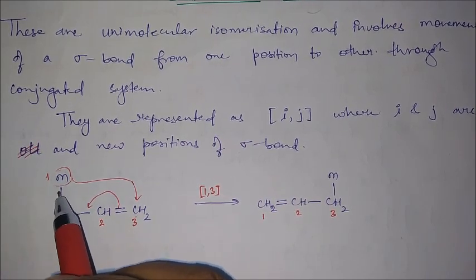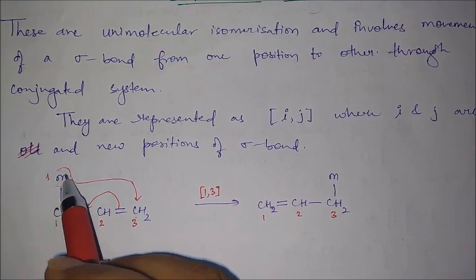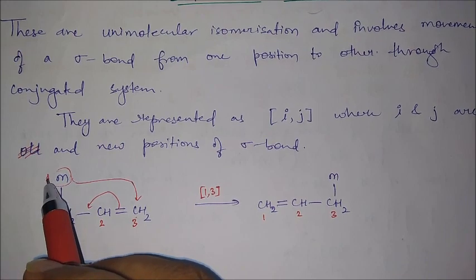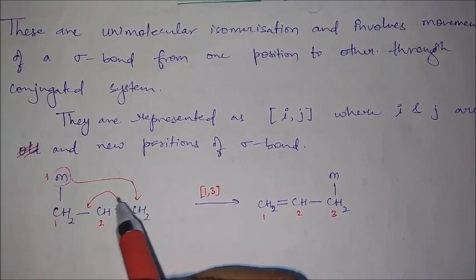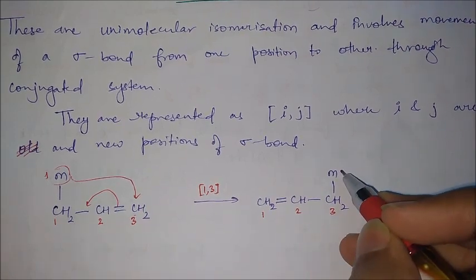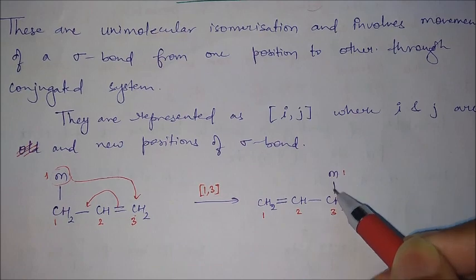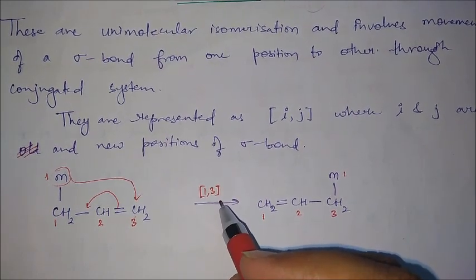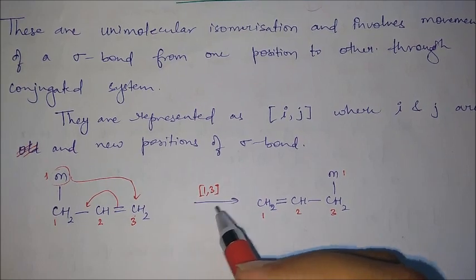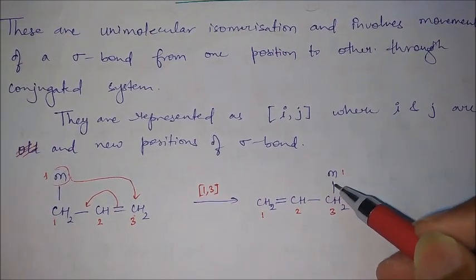the sigma bond was earlier between the first carbon and this migrating group, so I have numbered it as 1, so it was between 1 and 1, but now it has shifted from here to here. Now the sigma bond is between, this will be 1 only, so the bond has been formed between 1 and 3, so that's why it is called a [1,3] sigmatropic shift. What does this number symbolize? It symbolizes the new position of your sigma bond.